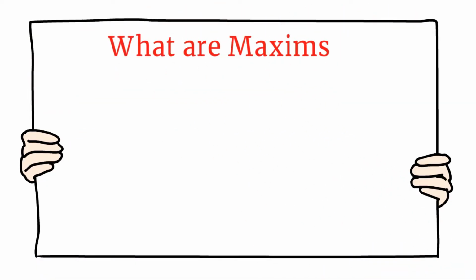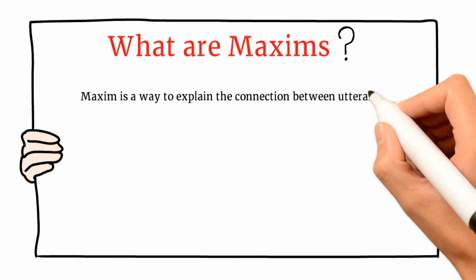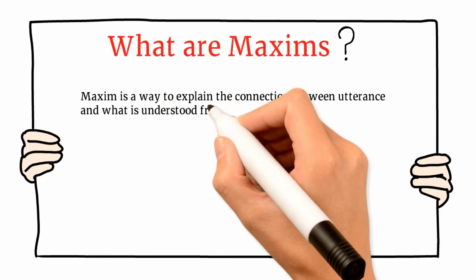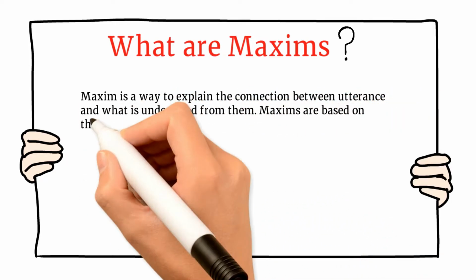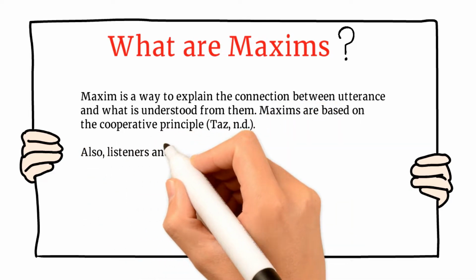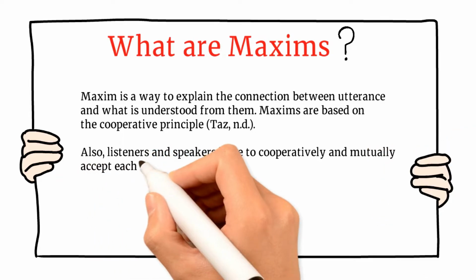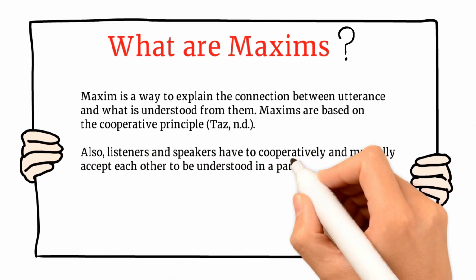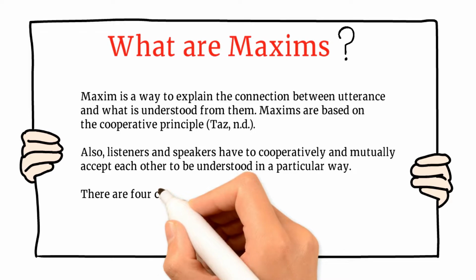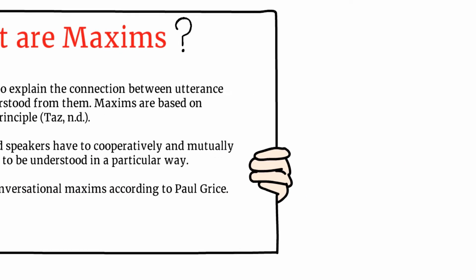Okay, now we are going to move on to maxims. Maxim is a way to explain the connection between utterances and what is understood from them. Maxims are based on the cooperative principle that has been mentioned above. Also, listeners and speakers have to cooperatively and mutually accept each other to be understood in a particular way. There are 4 conversational maxims according to Paul Grice.